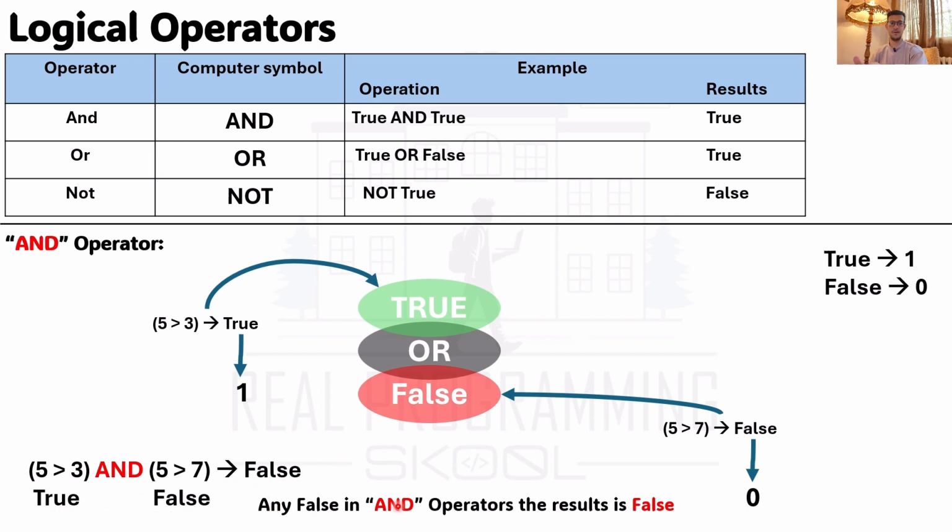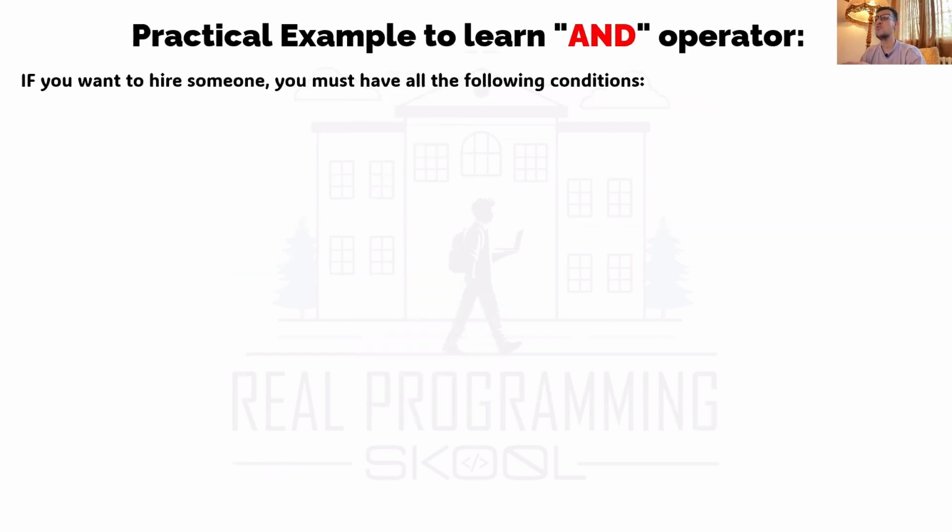Let's take another example from practical life. A practical example to learn the AND operator. If you want to hire someone, you must have all the following conditions. For example, let's say that I want to hire somebody in my logistics company to drive the truck and deliver the goods to the clients' warehouses. So he or she must achieve two conditions.